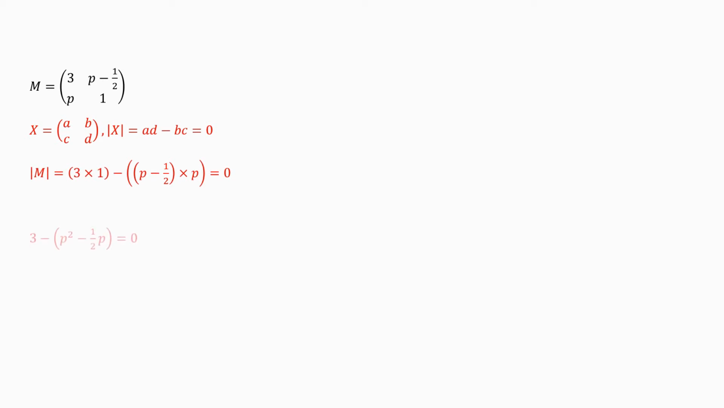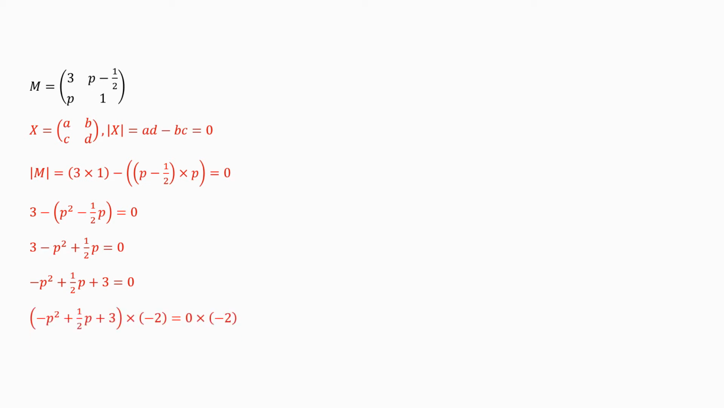If we open the brackets, we have 3 minus P squared minus a half P is equals to 0. Open the brackets further, we have 3 minus P squared plus a half P is equals to 0. We can write this as negative P squared plus a half P plus 3 is equals to 0. This is a quadratic equation, but since we have a fraction in one of the coefficients, we can multiply both sides by a factor that will eliminate the fraction. So in our case, we shall multiply the equation by negative 2 to eliminate the negative coefficient of P squared and to eliminate the fraction in the coefficient of P.